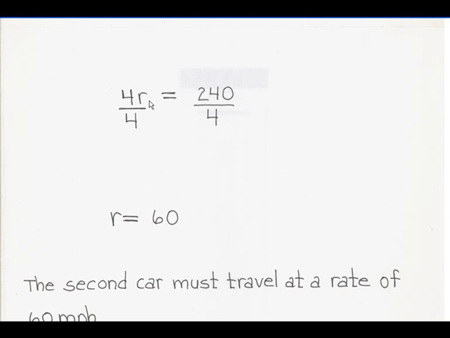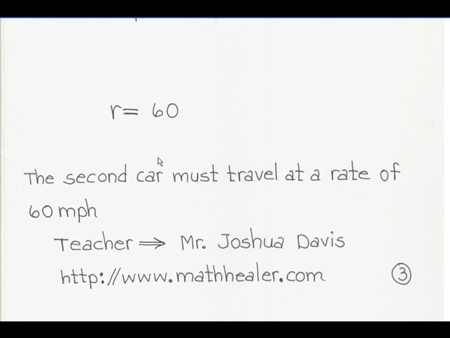Well, now we know we need to get the R by itself. And we see here that the R is being multiplied by 4. So that's multiplication. So in order to get the R by itself, we have to do the opposite operation. We must divide both sides of the equation by 4. On the left side, the 4's divide into one another once. We get R. 240 divided by 4 gives us 60. So we see that the second car had to travel at 60 miles per hour.